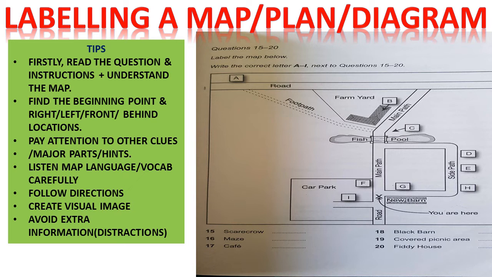Here he talked about the fish pool and bridge. According to the instruction, go towards the bridge. But he didn't say to cross it. He said just before, turn right. Turn right means the side path. And on the first bend, you can see your location. On the first bend, there is only one location, D. So D is the cafe.